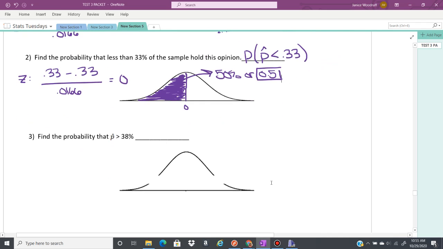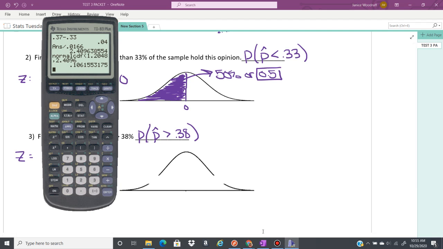All right, and then number 3, find the probability that p hat is greater than 0.38. So here p hat is greater than 0.38. All right, so again, we will convert the z-score, 0.38 minus 0.33. Our standard deviation, we're still using 0.0166. So that's going to give us 3.0120.